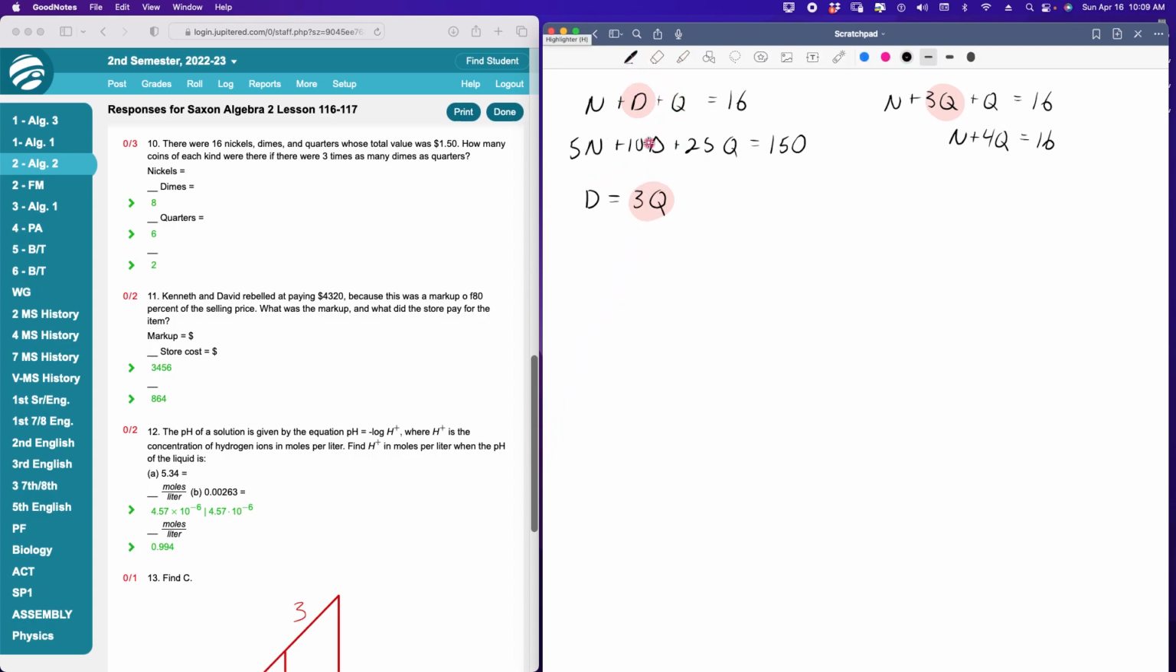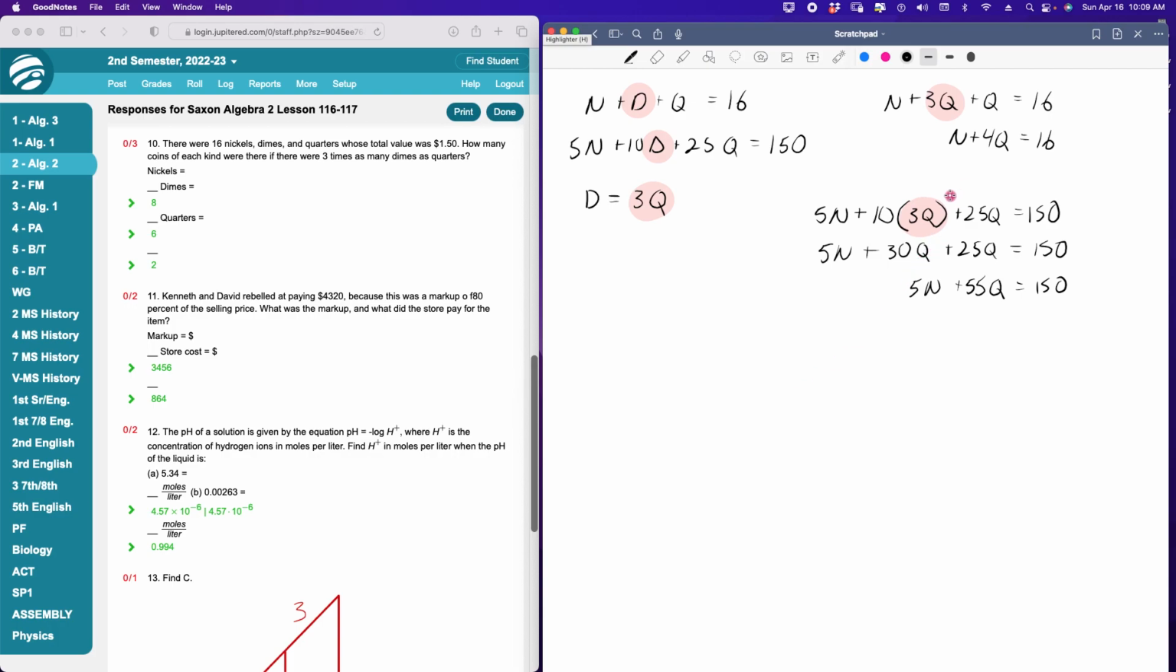Now I'm going to do the same thing in this statement. So 5 times n plus 10 times d, which is 3q, plus 25q is equal to 150. So then that would be 5n plus 30q plus 25q is equal to 150, which would be 5n plus 55q is equal to 150. Because I sub 3q in for the d here. Right? Okay.